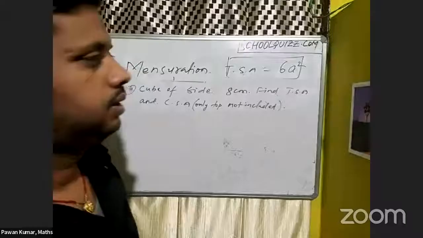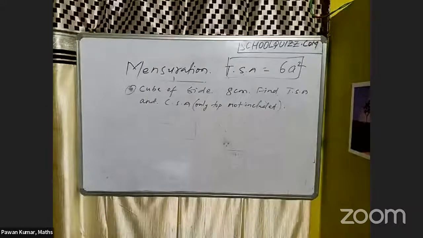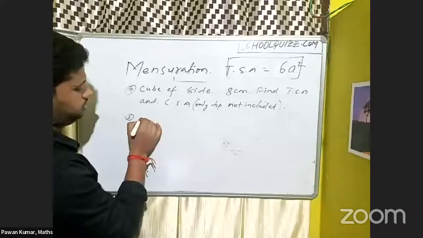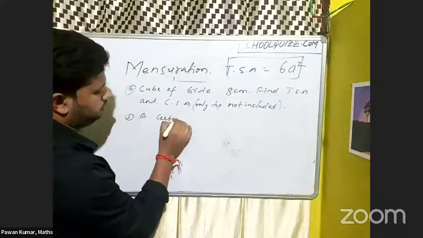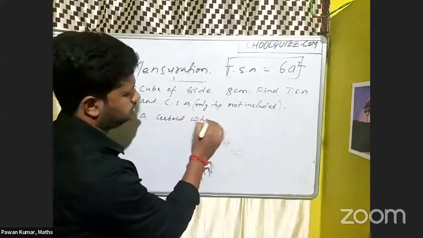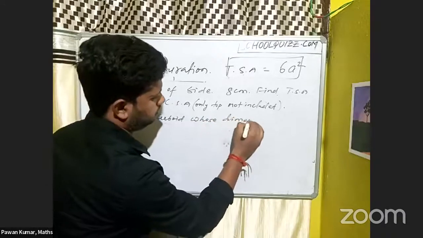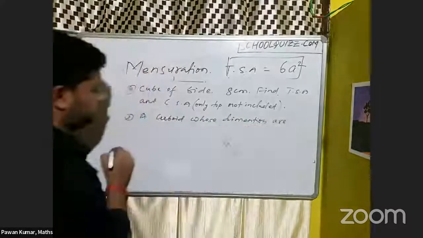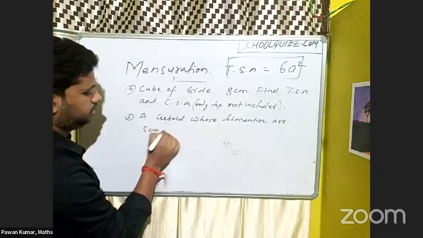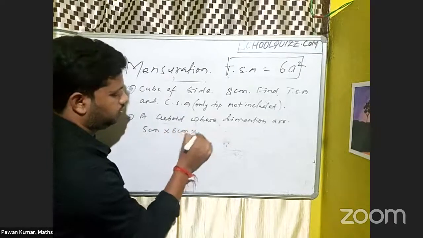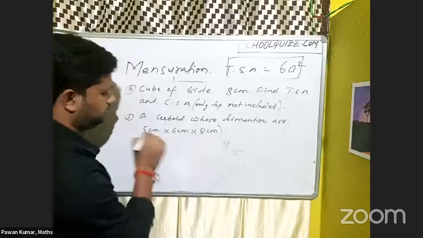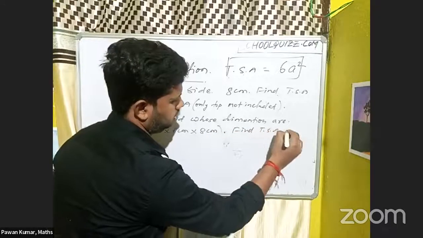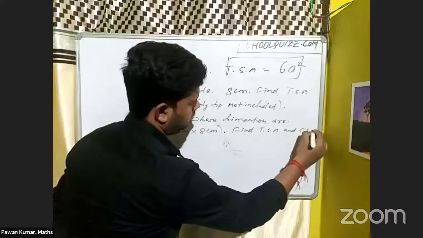Okay. So try to find out the CSA and PSA of this one, and another one. A cuboid whose dimensions are 5 centimeter into 6 centimeter into 8 centimeter. Okay, find PSA and curved surface area.